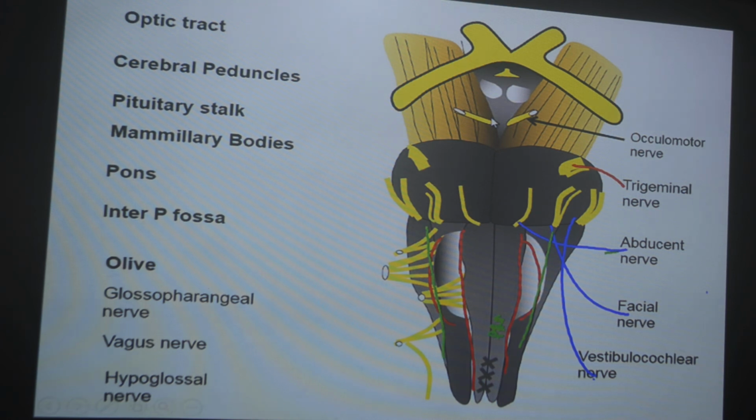The fourth you cannot see on the ventral surface. It comes out from the back of the brainstem. It goes in front, but it comes out from the back. What you are seeing are the nerves coming out from the front. The only cranial nerve from 3 to 12 which comes out from the back of the brainstem is the fourth cranial nerve, the trochlear nerve.